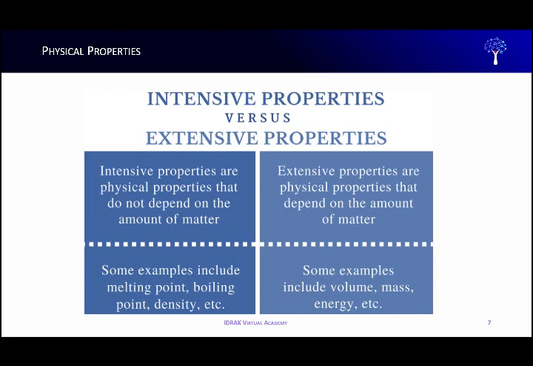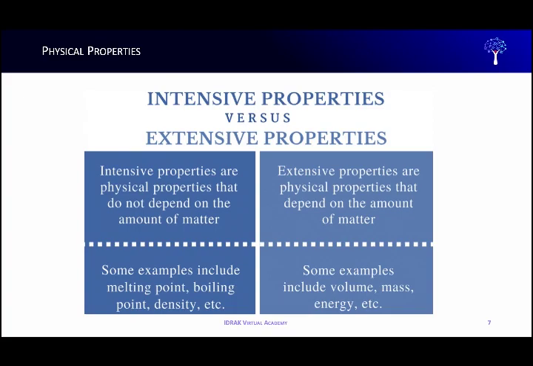Extensive properties depend on the amount of matter that we have, for example, volume, mass, energy. So we can say that if we have 1 gram of ethanol burning, this would produce less energy than 10 grams. So here we can see that mass has an effect on the property. Intensive properties do not depend on the amount of matter that we have, such as melting point, boiling point, density, etc. So if we have 1 glass of water or 1 gallon of water, the boiling point of water is still 100 degrees Celsius.